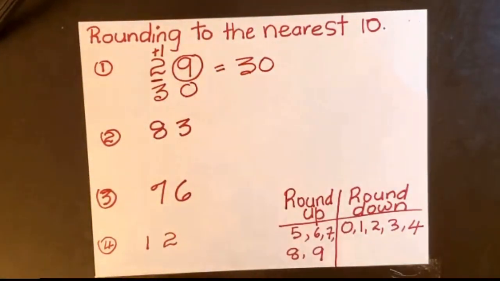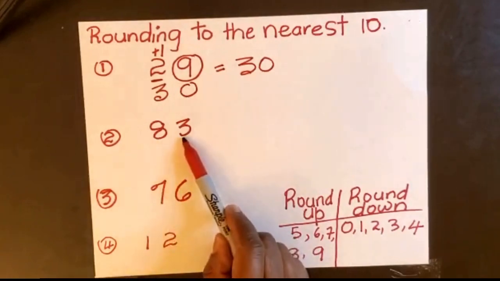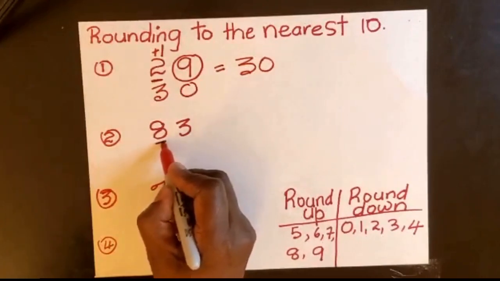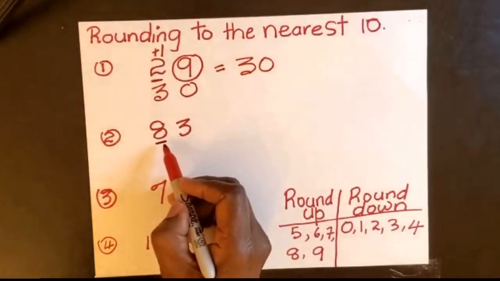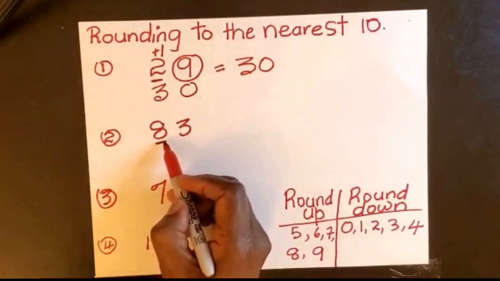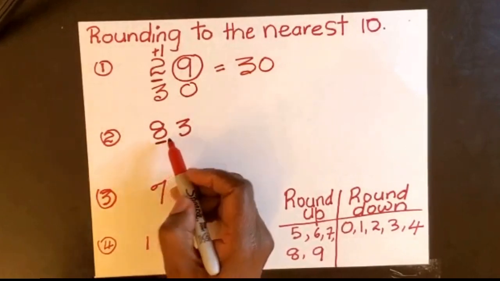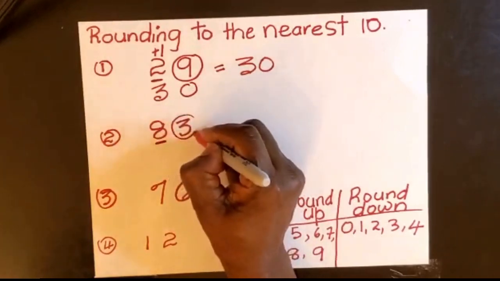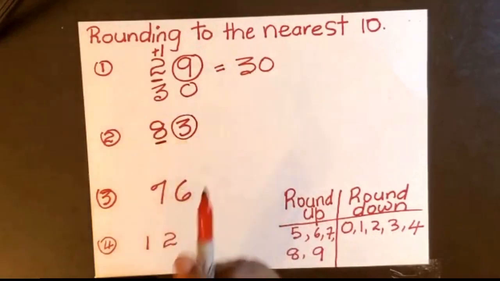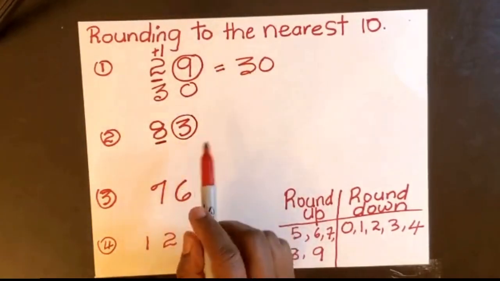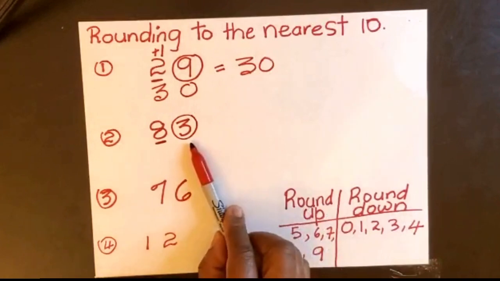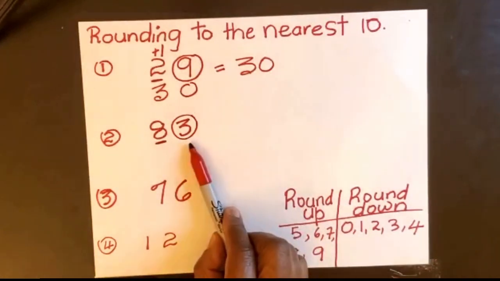Number 2, we are rounding 83 to the nearest 10. Now remember, first you have to underline or identify the tens place. I identify mine by underlining. So I identify my tens place, and I'm going to go to the right of the tens place, and I'm going to circle the digit 3, which is in the ones place. Now what does 3 do? Remember, you're either rounding up or you are rounding down. Now does 3 allow you to round up or does it allow you to round down?